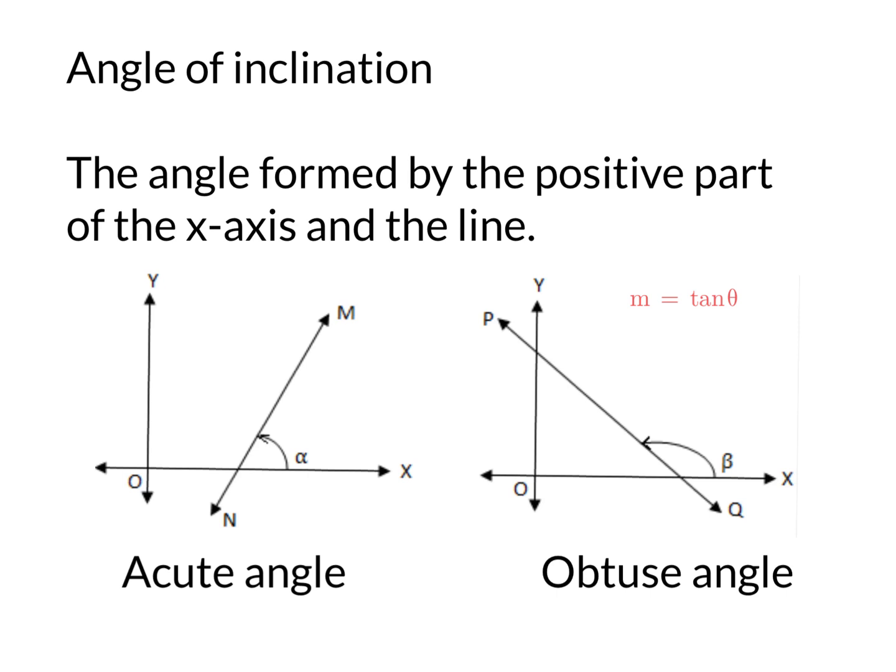If we have a line with a positive gradient, we always get an acute angle with the positive x-axis. And if we've got a negative gradient for our line, then we will always get an obtuse angle. Now let's have a look at some examples.